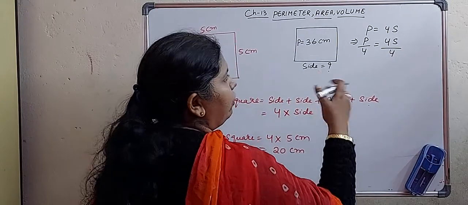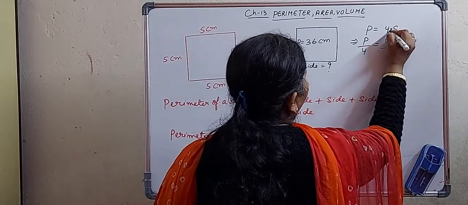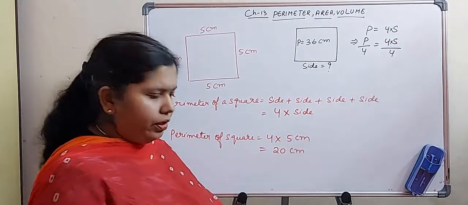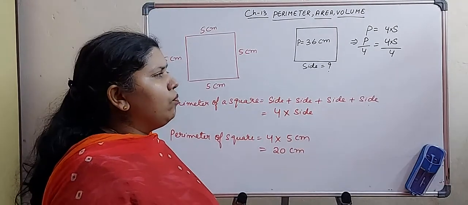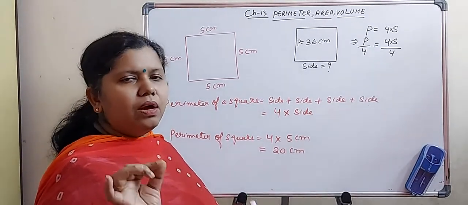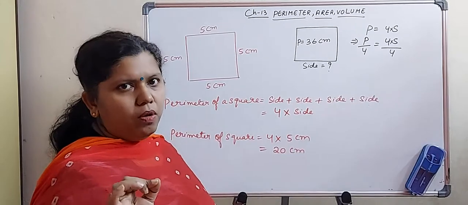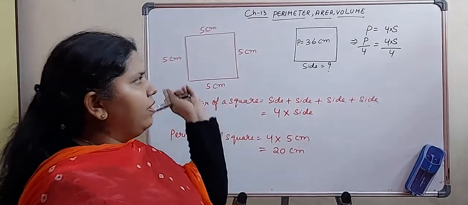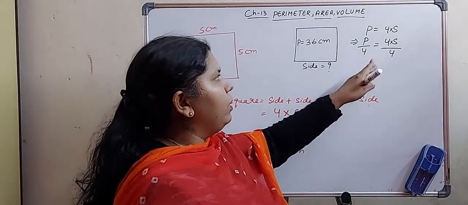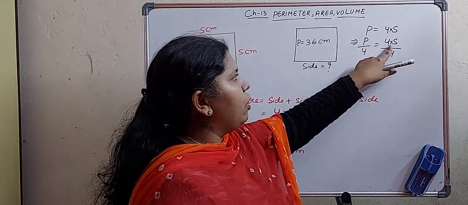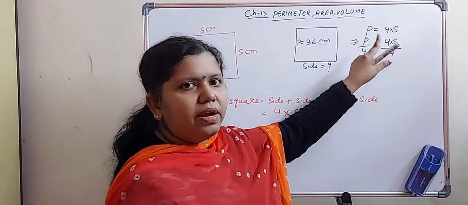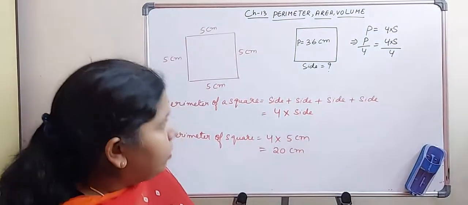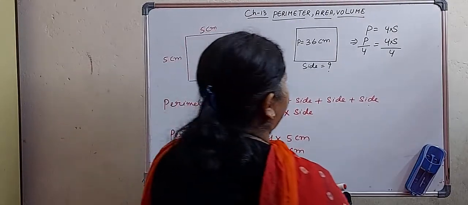Actually 4S means what children? It is 4 into S. In mathematics, you can write 4 into any variable as 4 that variable, without giving the multiplication operator. Every time there is no need to give the multiplication operator, that is 4 into S, you can write 4S directly. Okay, anyways, this is your first time, so I have given it.